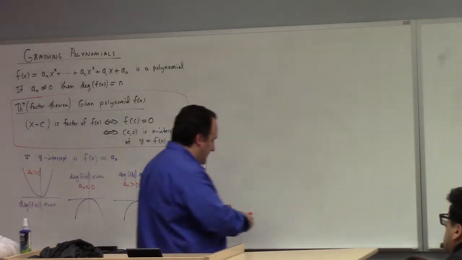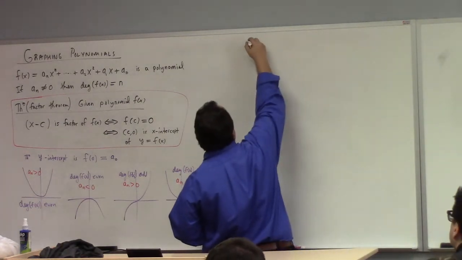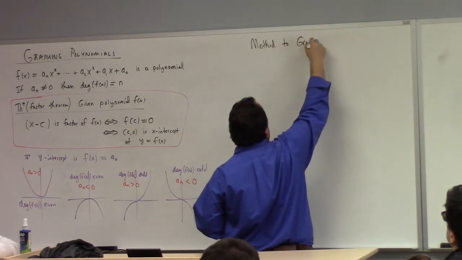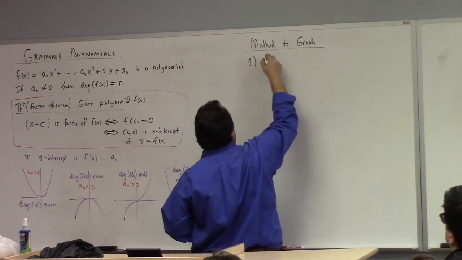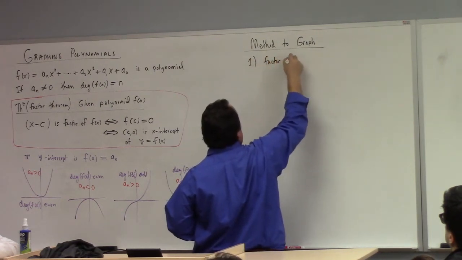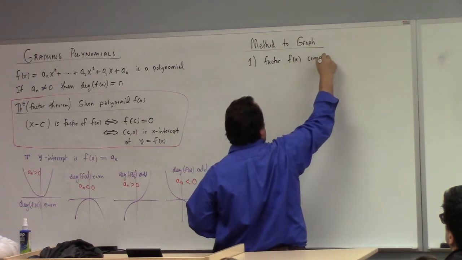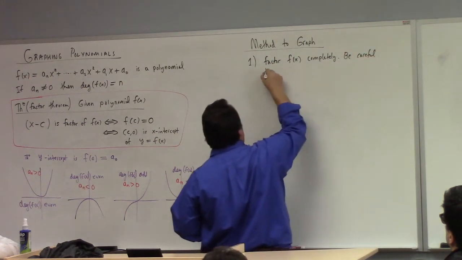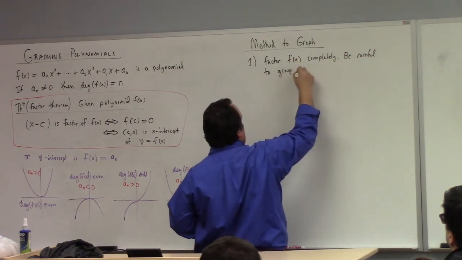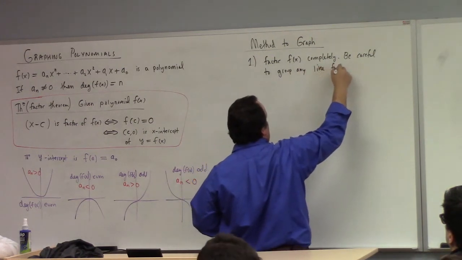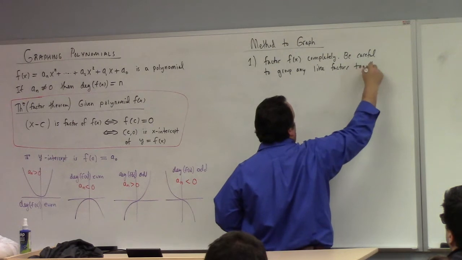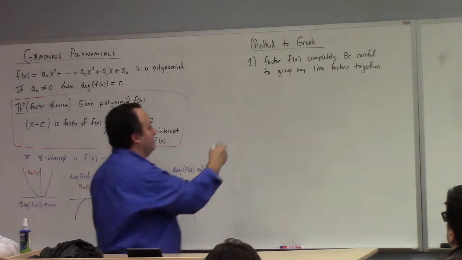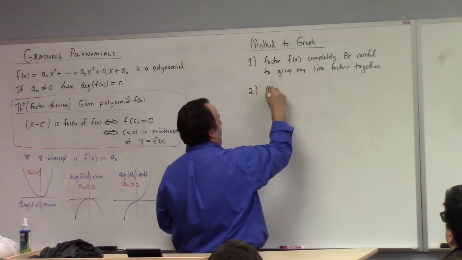Now, there's an algorithm. So here's the method to graph. Step number 1, you factor f of x completely. Be careful to group any like factors together. That's step number 1, factor f of x completely. Step number 2, make a sign chart.